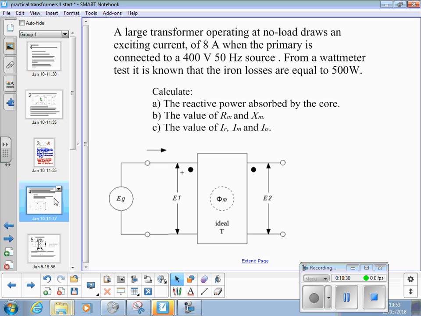So let's have a look at an example problem. A large transformer operating at no load draws an exciting current of 8 amps when the primary is connected to a 400 volt 50 hertz source.